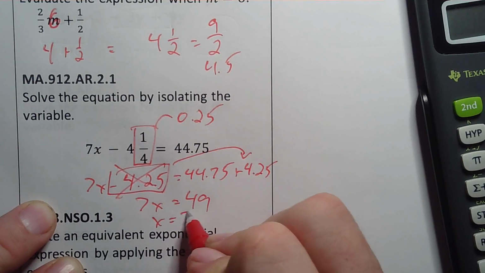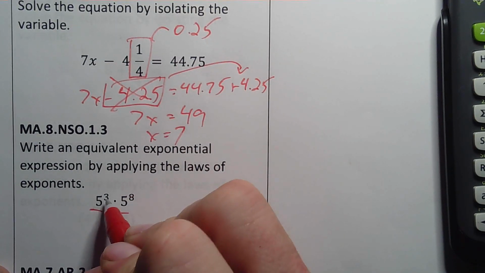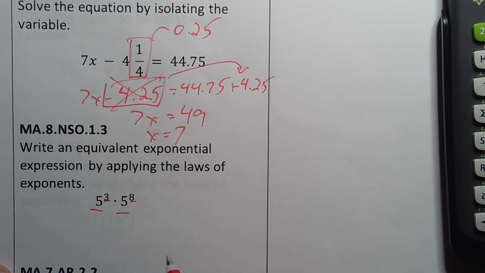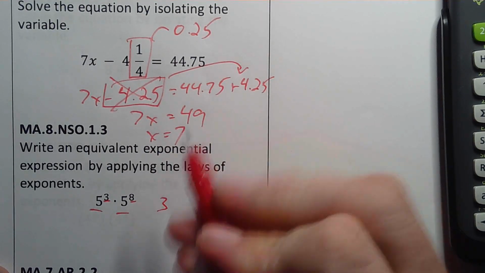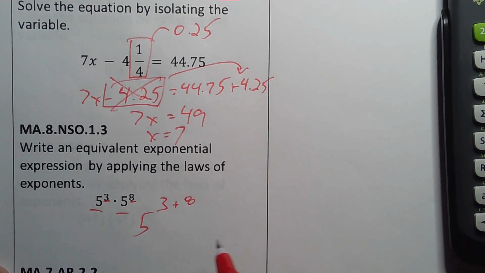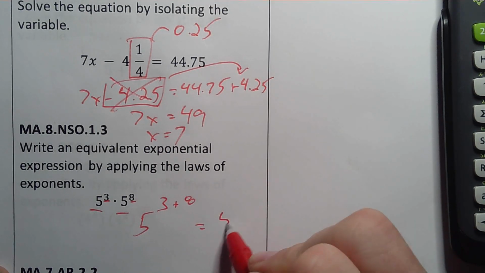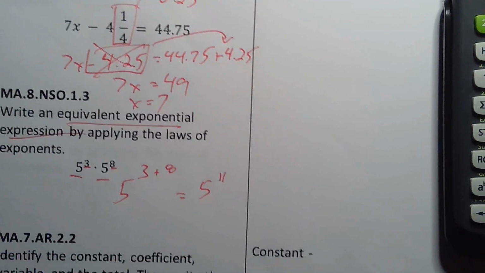X equals 7. Okay, we have 2 of the common bases with exponents, and these are being multiplied together, so we add the exponents. 5 to the 3rd, correction, multiplied times 5 to the 8th. You add the exponents. This is 5 to the 11th. Equivalent expression meets the intent.